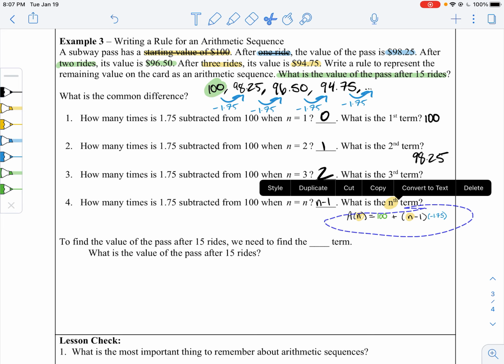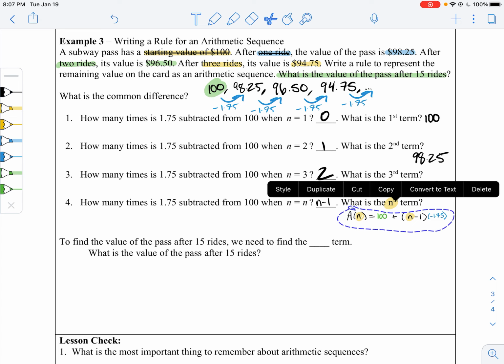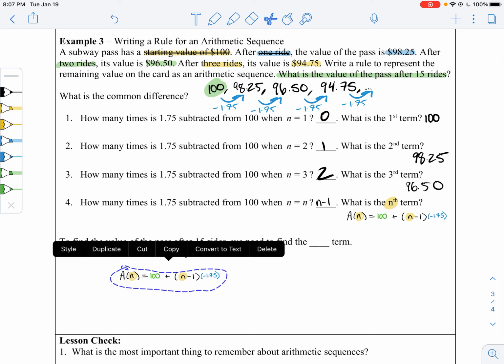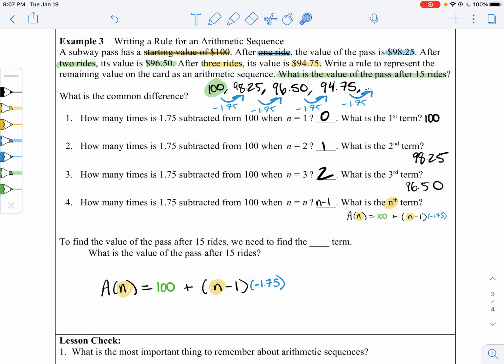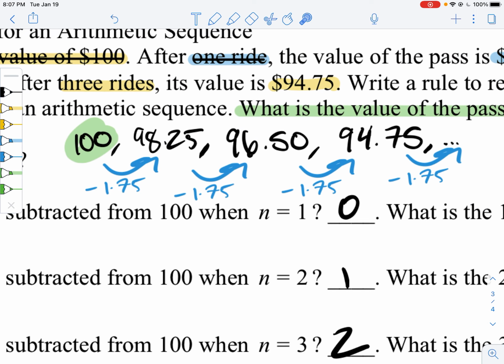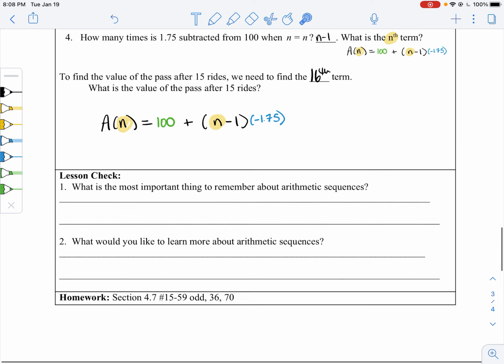Okay, excellent. So, after taking 15 rides, that means we need to find, not the 15th term, we need to find the 16th term because the first term is 0 rides. The second term is after taking 1 ride. The third term is after taking 2 rides. So if we want to find 15 rides, we need to find the 16th term.